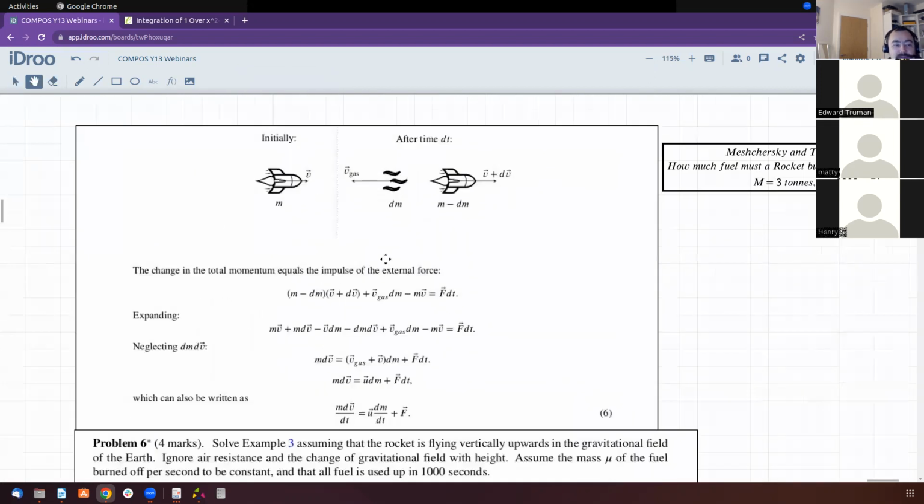Okay, the Meshchersky and Tsiolkovsky equations. So basically we used the conservation of momentum here. We have a rocket of mass m. It burnt off some fuel of mass dm, and the mass of the rocket became m minus dm. As a result, the rocket has increased its speed by delta v, by dv, and the gas went the other way. Now we use conservation of momentum here, where F is an external force on the system.